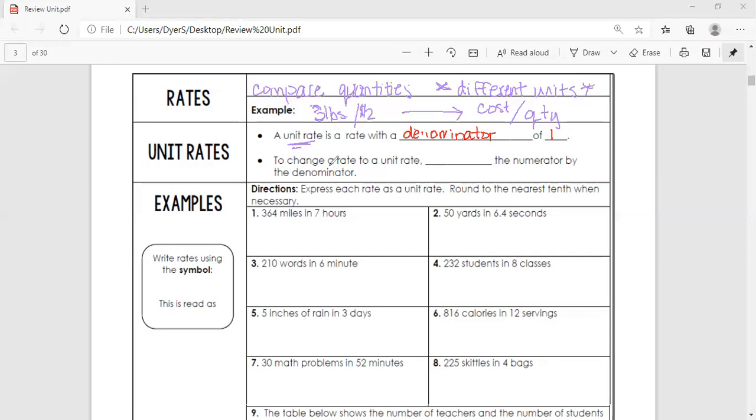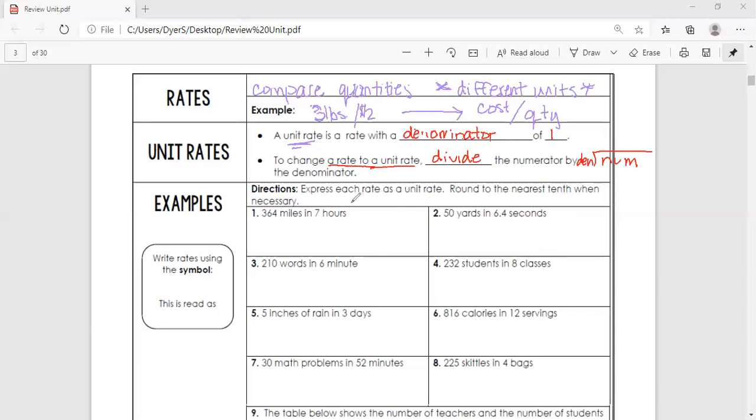To change a rate into a unit rate, we are going to divide the numerator by the denominator. Okay, so this always becomes a little bit confusing. So let's talk about what exactly that means when we're talking about the numbers. That means if you do your division problem, the numerator is in the box, denominator is outside. Always. That never, ever changes.